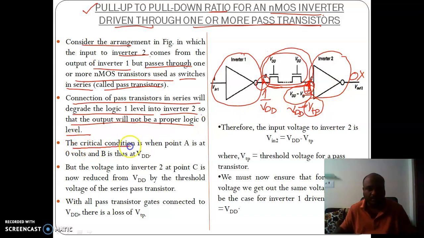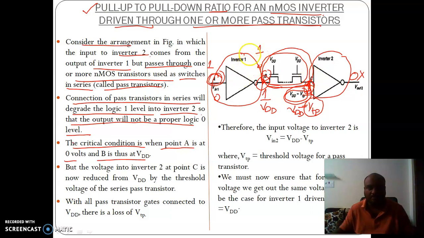The critical condition is when point A is at 0 volts and B is at VDD. For A at logical 1 and B at logical 0, there will not be much problem. But if point A is at logical 0, then point B will be at logical 1, and this logical 1 will be degraded to VDD minus VTP here.